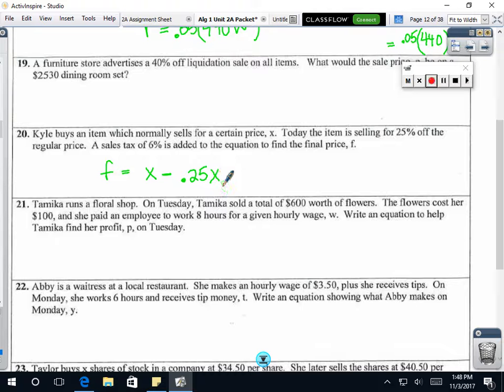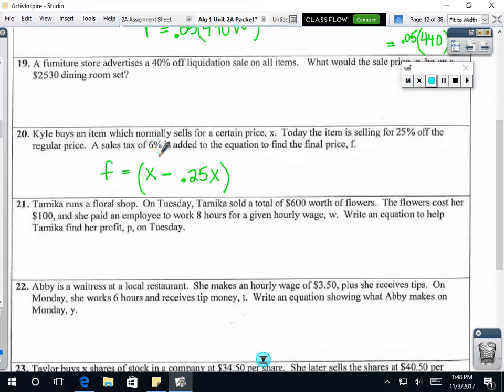Think about it. If you didn't write the X right there, all you're subtracting off is 25 cents. Isn't 0.25 25 cents in money? Right. So you have to put the X beside it so that when you multiply 0.25 by whatever the item costs, you're subtracting off that instead. Okay, but that is just for the cost of the item.